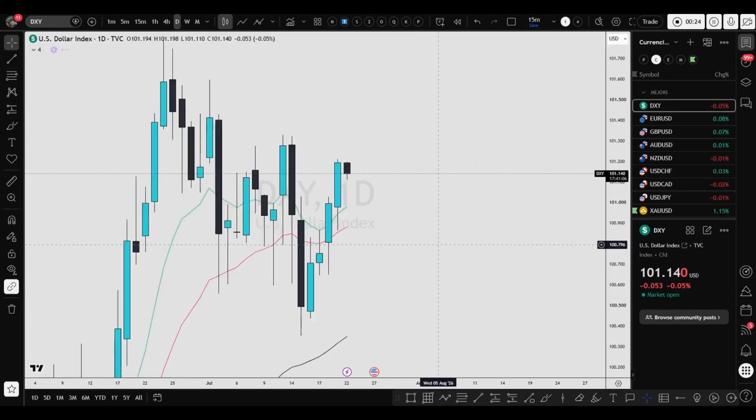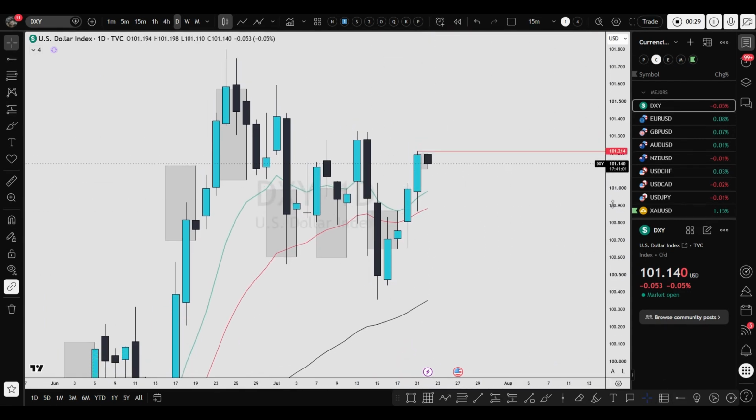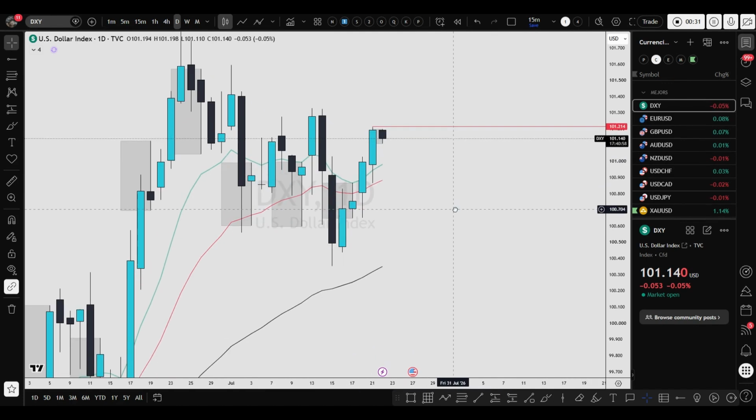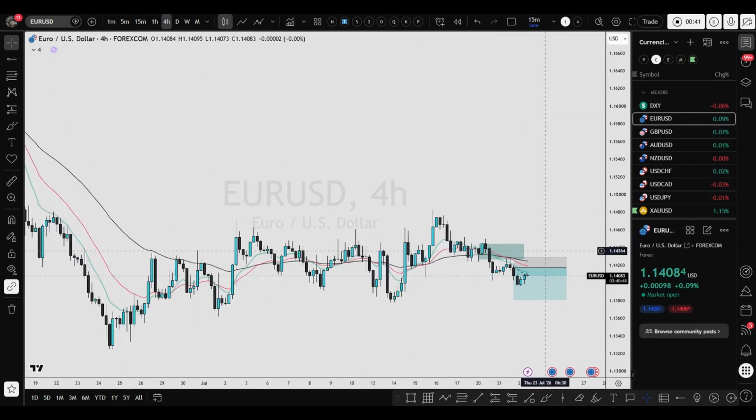Let's see what's going on in Dixie. Dixie can trade above the previous day's high. There's a sign of bullishness for Dixie. So we can comfortably look for shorts in EUR/USD and GBP/USD if we find any. Let's just scan through the charts.